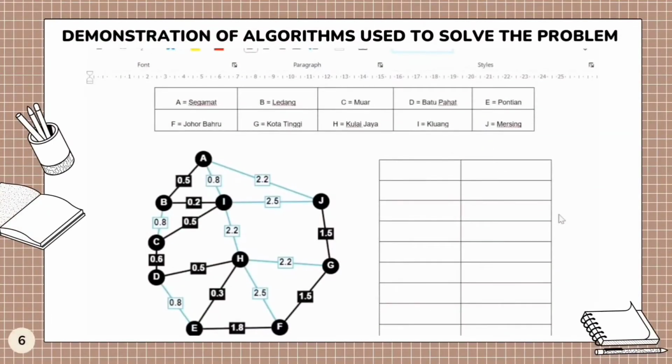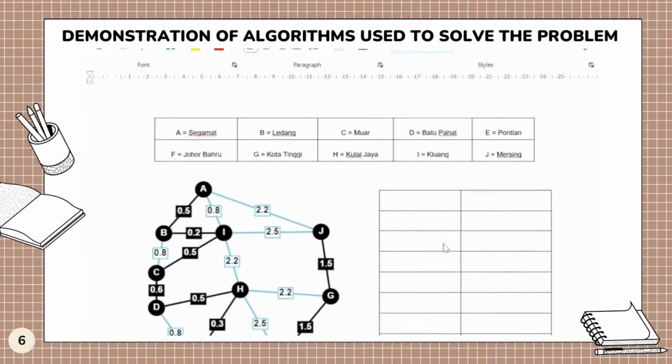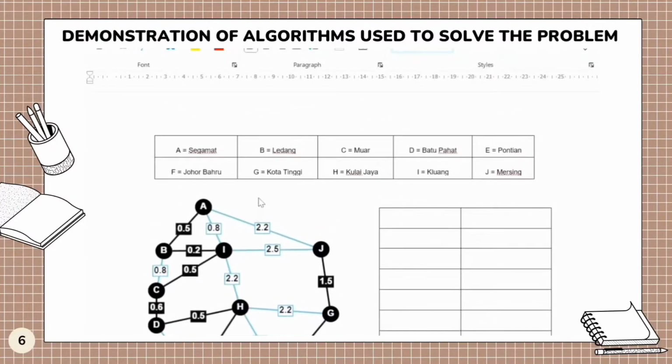Alright, so for now, I will demonstrate the algorithm to solve this problem. As one of my teammates mentioned before, our team chose the classical algorithm to solve this real-life problem. So basically, let's clear this up first. We have to choose the shortest path, or to understand it more, we have to choose the least cost edge. We look at the table at the top of the graph first.